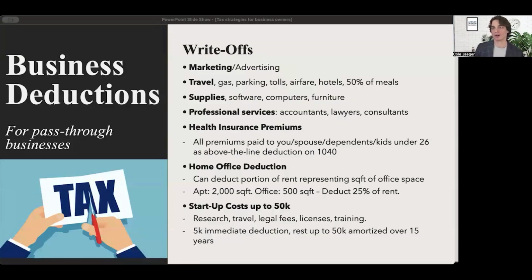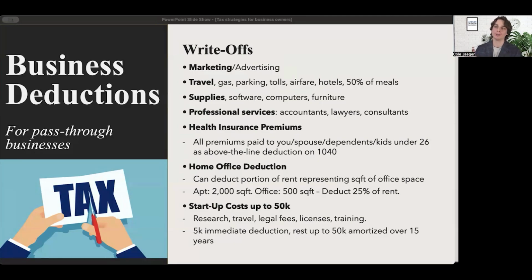Marketing and advertising costs, travel for business. So you can write off gas, tolls, parking, hotels, and 50% of meals. Supplies and equipment that you buy for your job, like computers, software, office furniture. Professional services related to your business, like lawyers, accountants, consultants.